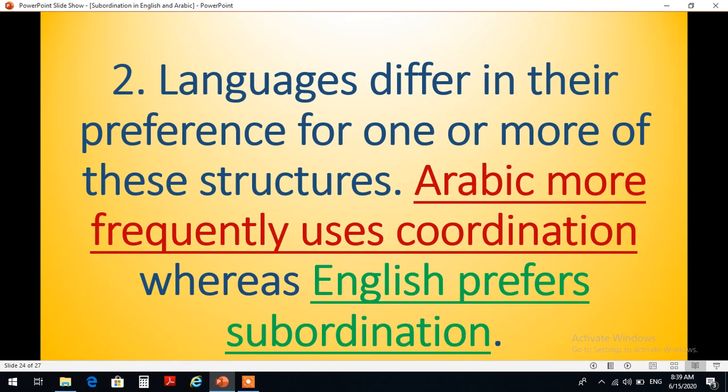Number 2. Languages differ in their preference for one or more of these structures. Arabic more frequently uses coordination, whereas English prefers subordination.